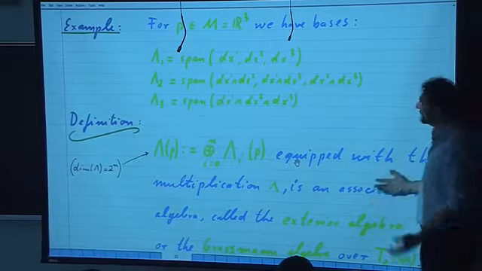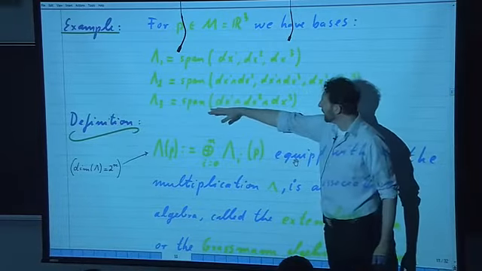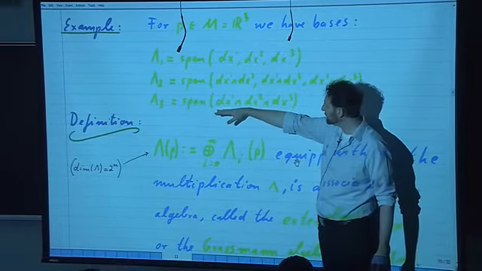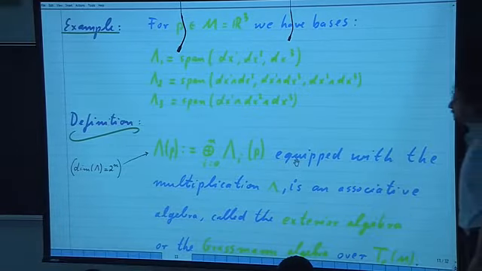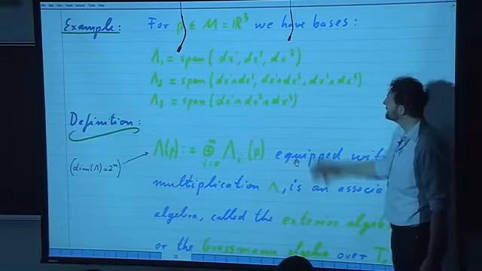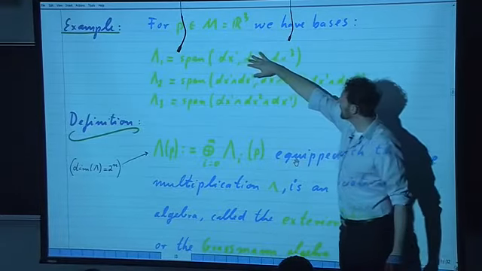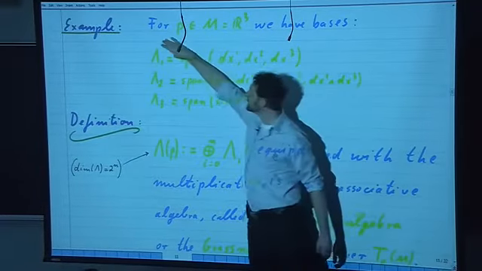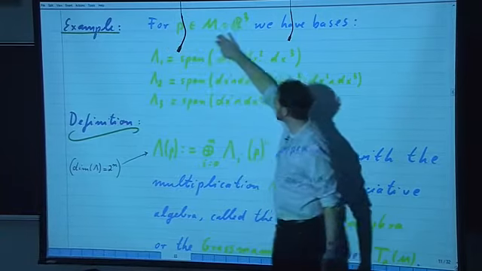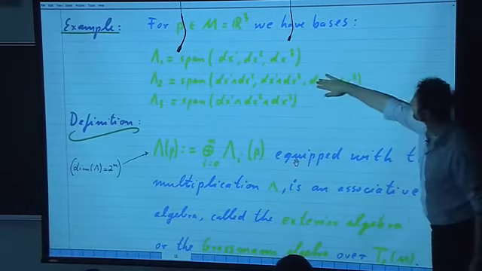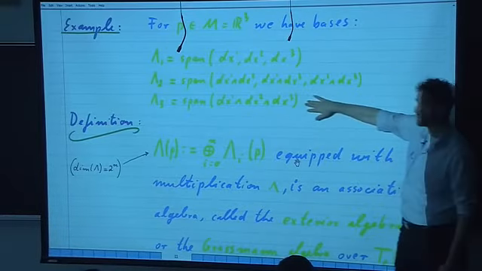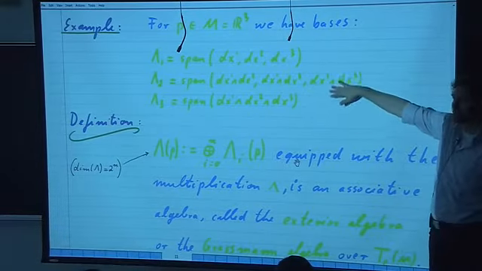One other way of putting it, the space of totally antisymmetric covariant 0-3 tensors is one-dimensional. So you see a pattern here. We start out with one dimension for lambda 1, then it goes up to 3 dimensions, then 3 dimensions, and then 1 dimension again. This is a general pattern.